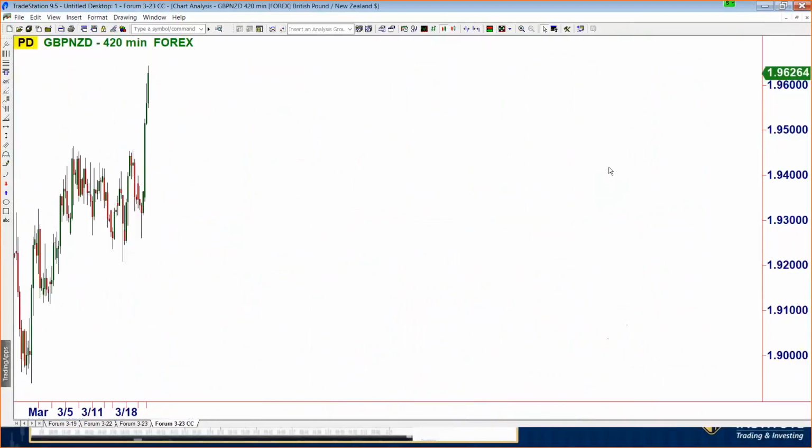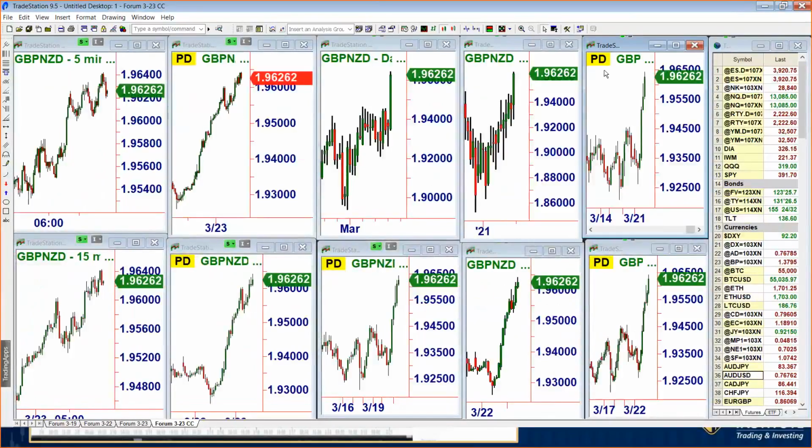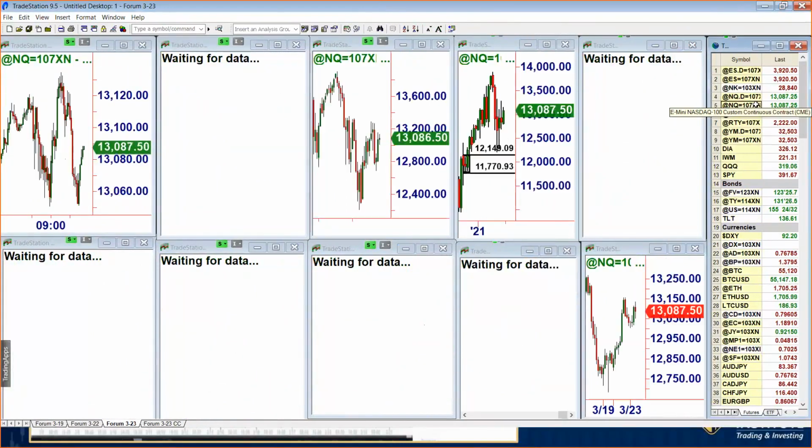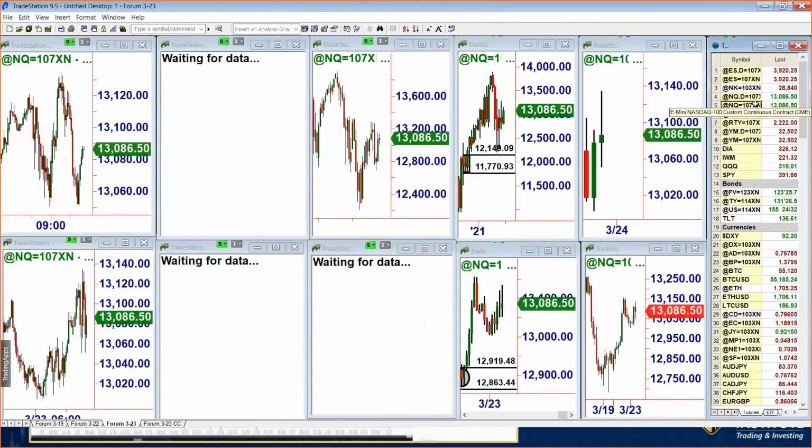Having said that, this PD, just for those that don't know, means pending data. So we're waiting for data to come in here. Not sure how long that's going to take, and I know we're running out of time here. So why don't we move on to another market where we don't have to wait for the data. Let's go over to the NASDAQ. Sure, we can look at the NASDAQ. No problem.